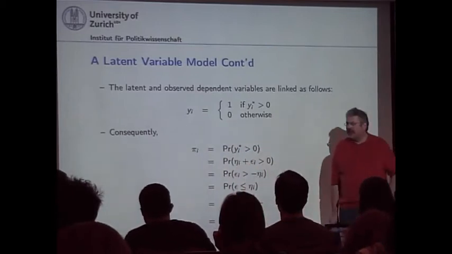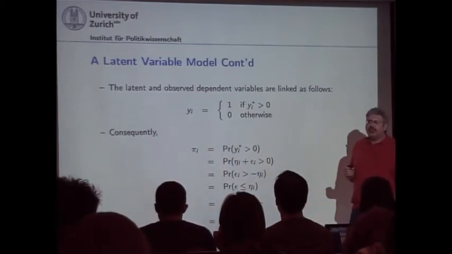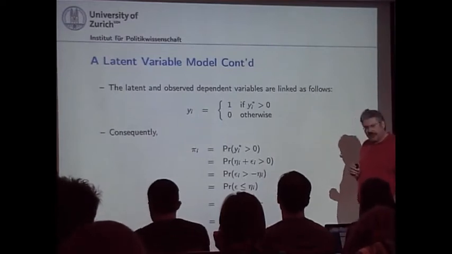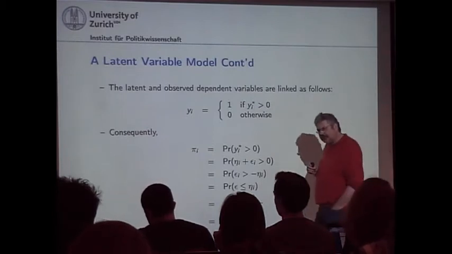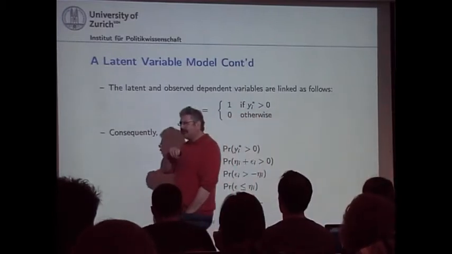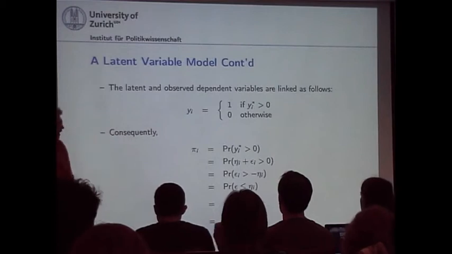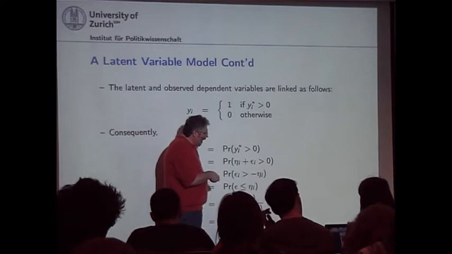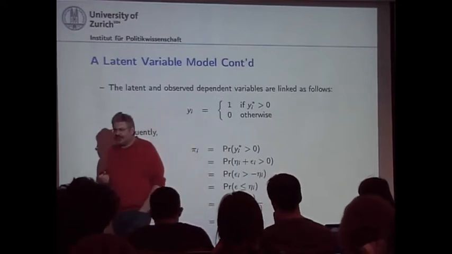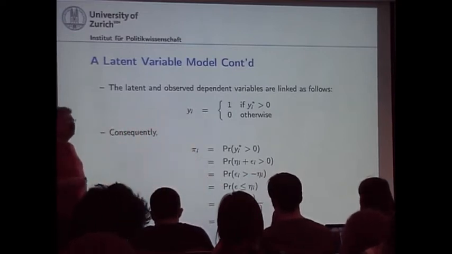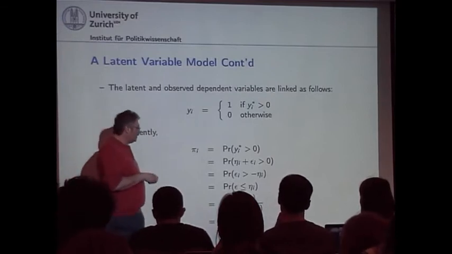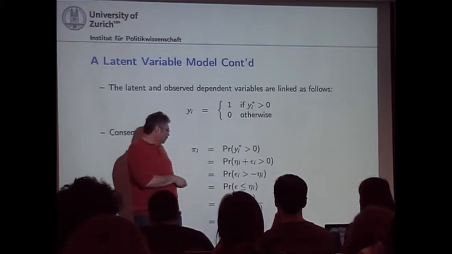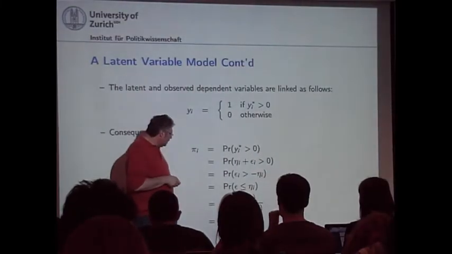And now I take advantage of one of the properties of the logistic distribution, and that is that the logistic distribution is a symmetrical distribution, which means that the probability that epsilon is greater than negative eta is exactly the same as the probability of epsilon being less than eta. That's what I've done here. Less than or equal to eta.